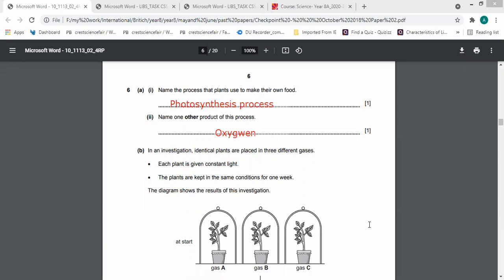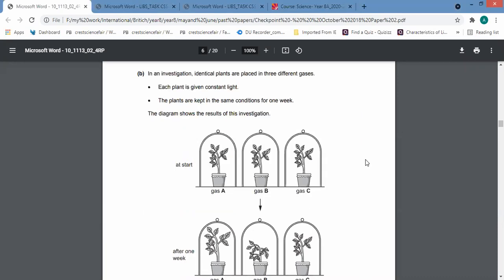Have you finished? Yes. Next question, letter B, about investigation. In an investigation, identical plants are placed in 3 different gases. Each plant is given constant light. The plants are kept in the same conditions for 1 week. The diagram shows the results of this investigation.